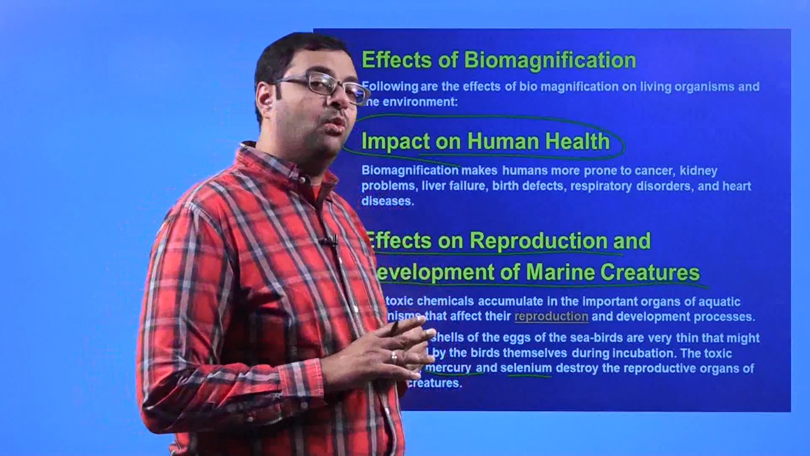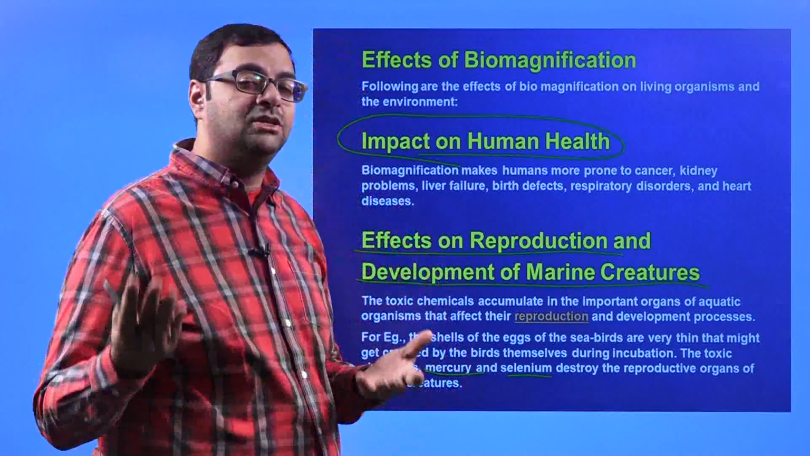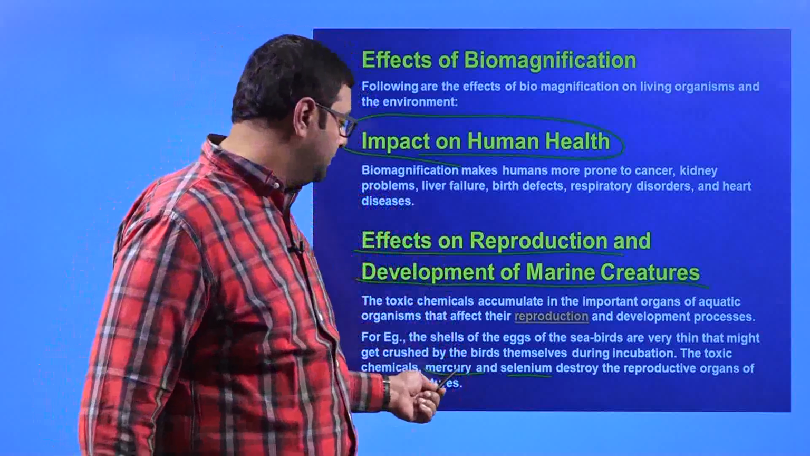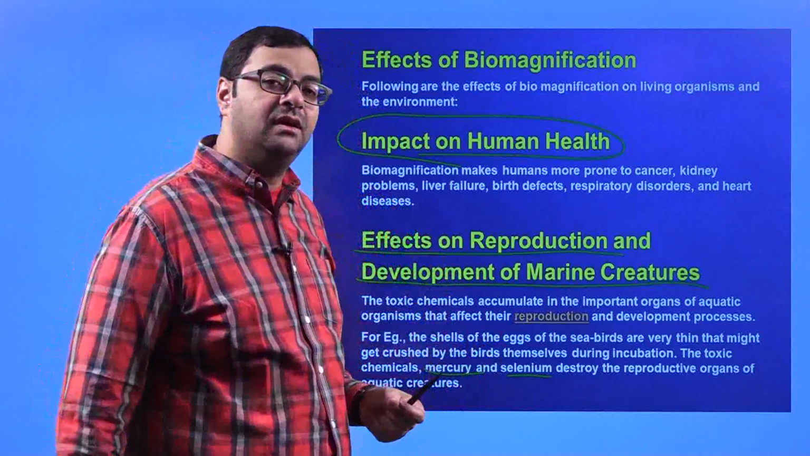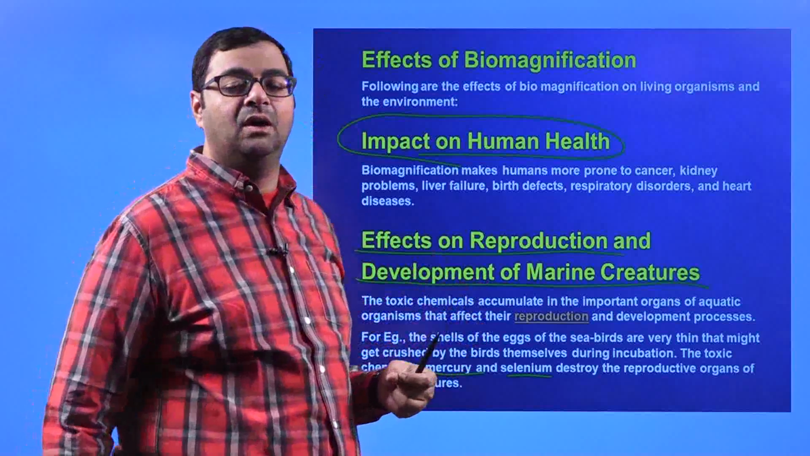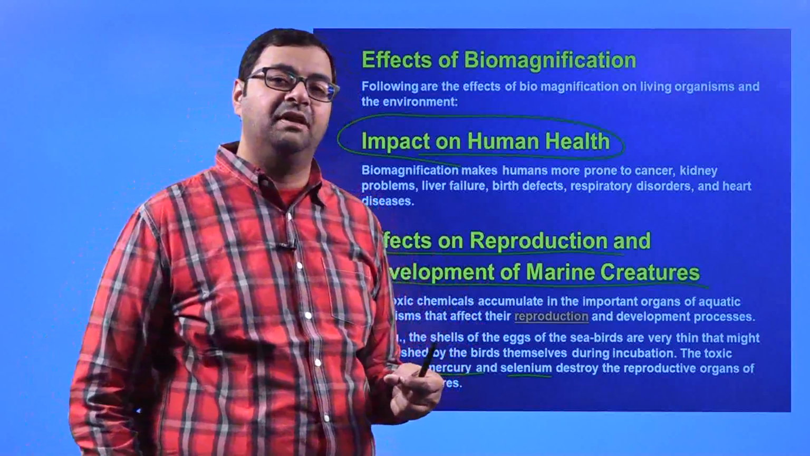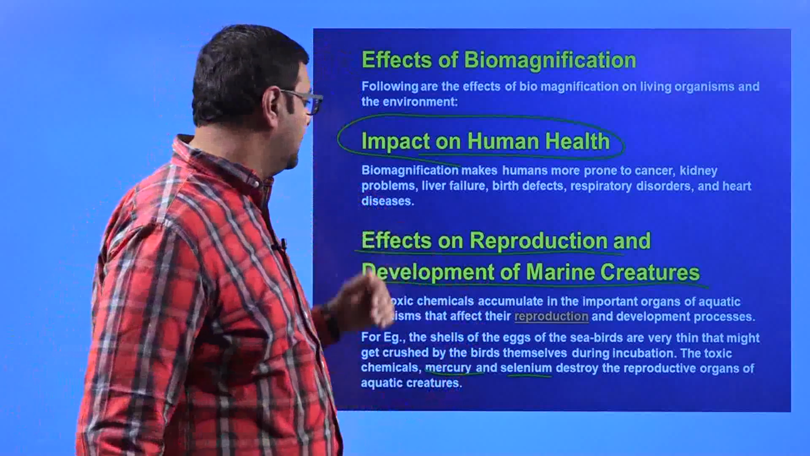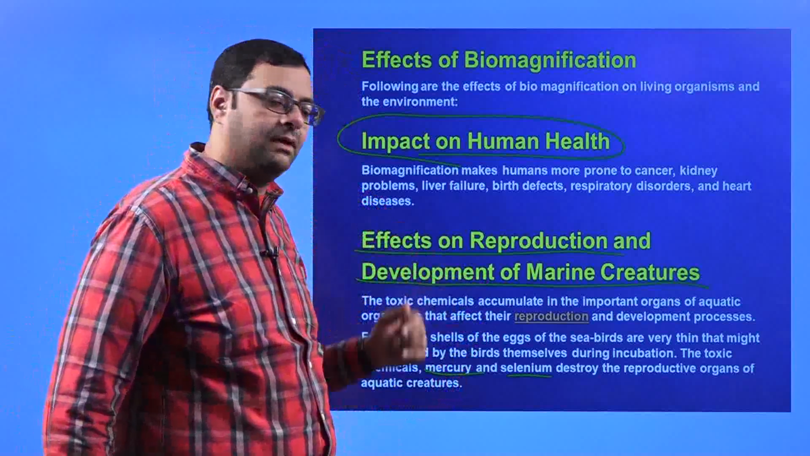And why is that happening? Why is that thin shell coming? It is coming because of these toxic chemicals which are destroying the reproductive organs of these particular birds, and the eggs which are coming out with shells which are very, very thin. So that is the effect on reproduction and development of marine creatures.